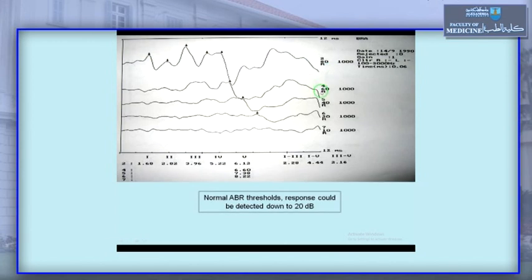So we go down by 20 decibel, we go to 60, there is a response, we go to 40, there is a response, we go to 20, there is a response, 10 dB, there is no response. So where is our threshold? Threshold is at 20 decibel. 20 decibel, as I said, is normal hearing because the cutoff limit of normal hearing is 25 decibel. So this is a case of normal hearing as detected by auditory brainstem thresholds.